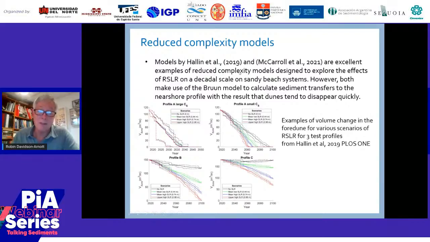So I'm picking on their models because they happen to use the Bruun model to calculate sediment transfers. Within their models, anytime there is sediment transport, it transfers sediment to the nearshore in a volume that's determined by the Bruun model. Naturally, if we look at the impact of these models, they all predict not only transgression of the shoreline, but they produce loss of sediment. If you were to run these models but assume that sediment was transferred synchronously with the rise in sea level, then the losses of sediment that are predicted by these models wouldn't occur.